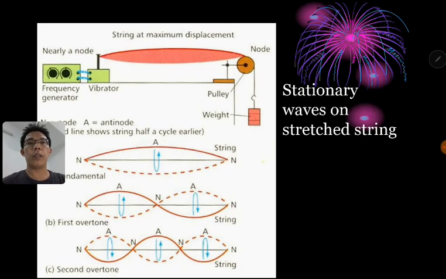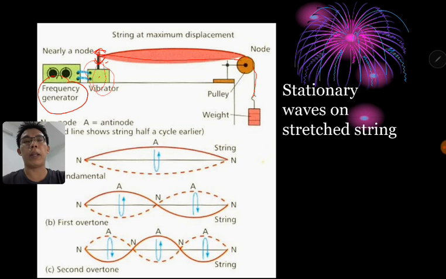So what you need first is to set up the string, one side attached to the vibrator, and the other side made taut by a weight that hangs down from a pulley. At first it's just a straight line like that. Firstly, we turn on the frequency generator. The frequency generator will cause the vibrator tip here to move up and down.